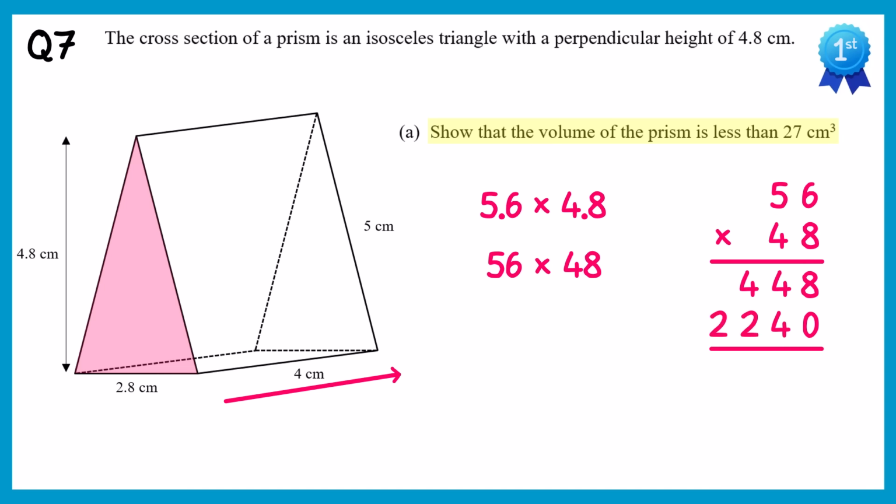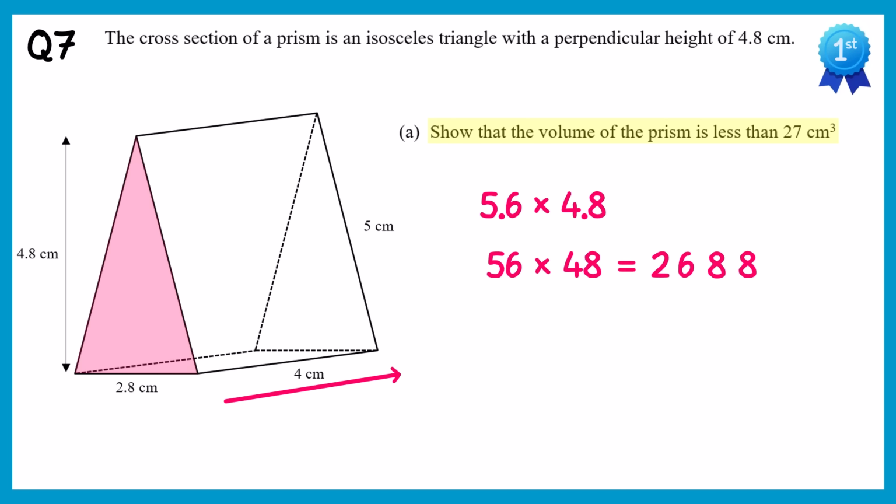And then 4 times 5, which is 20, but add that 2, so 22. Now I can just add these two numbers together. 8 add 0 is 8. 4 add 4 is also 8. 4 add 2 is 6, and then just 2. So this gives us 2,688. But that wasn't the question we needed to do.